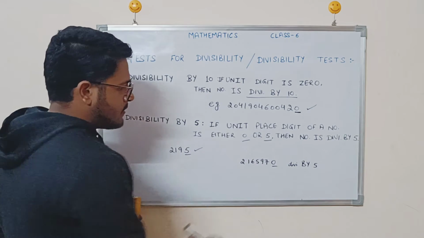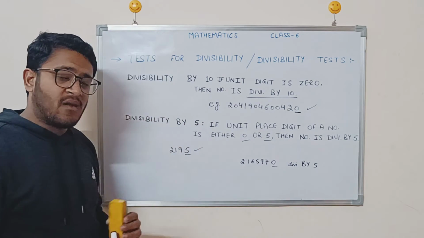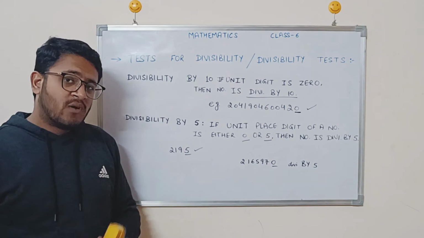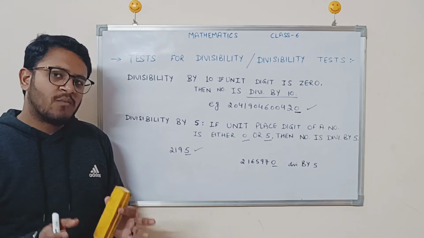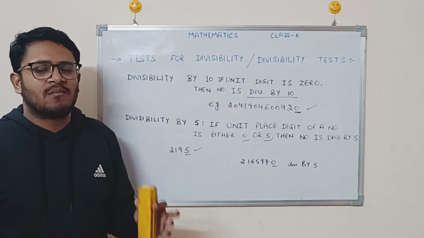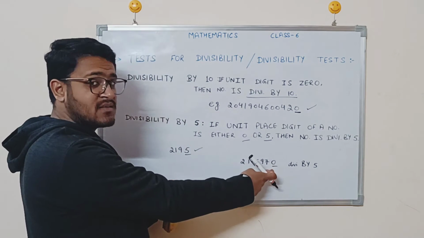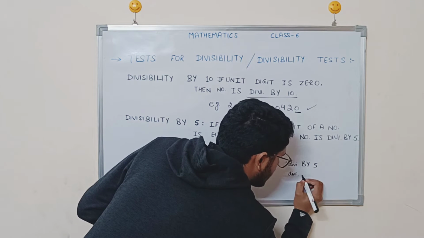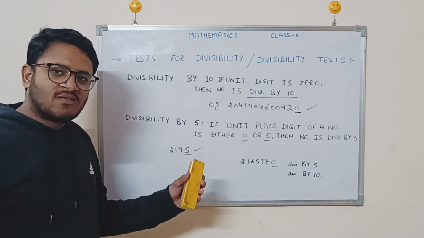Okay. But again I want to know whether this number is divisible by 10 also. What was the divisibility for 10? If the unit place digit of the number is 0, then the number is divisible by 10. So the unit place digit of this number is 0. Okay. So this is divisible by 10 also, right?